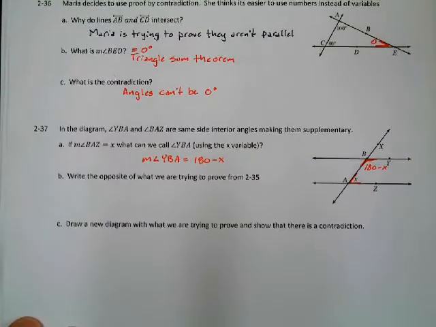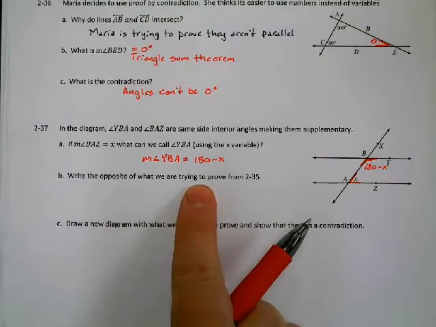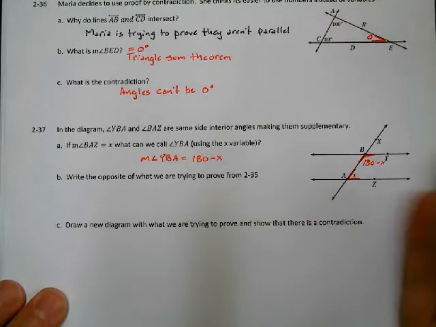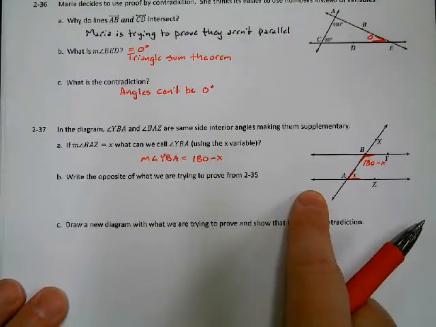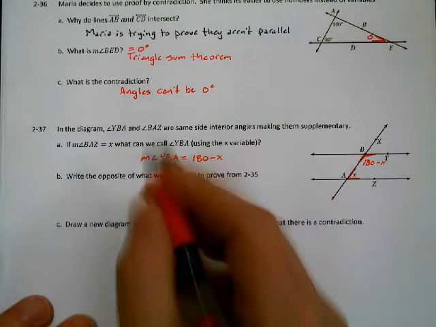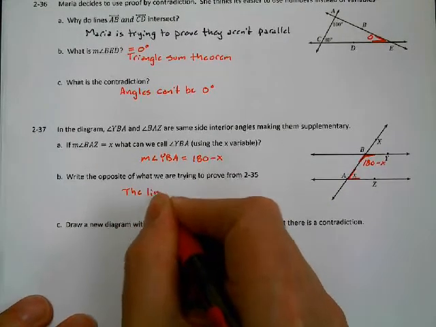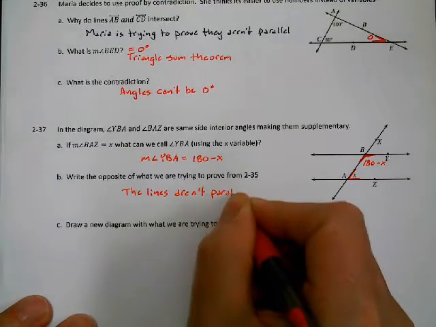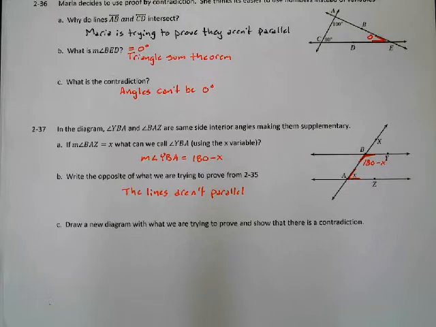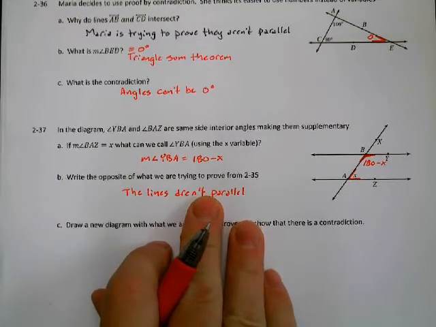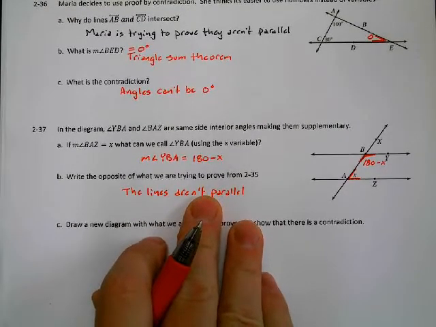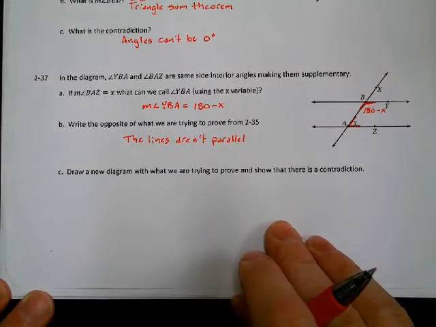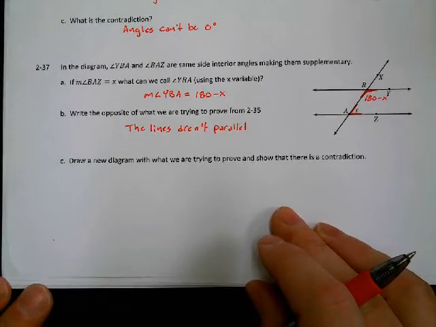Okay, what is the opposite that we're trying to prove? We're trying to prove that the lines are parallel, so the opposite of that is the lines are not parallel. So remember, our goal here is to do the opposite and show it doesn't work. And if it doesn't work, then what we were trying to prove in the first place is true. That's really confusing. Whew. Okay, so draw a new diagram and show that there is a contradiction and this doesn't work.